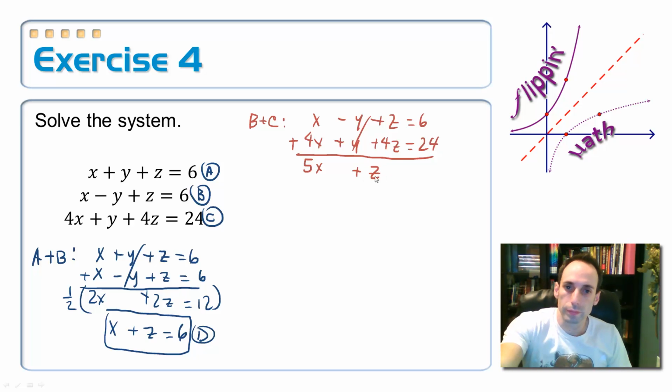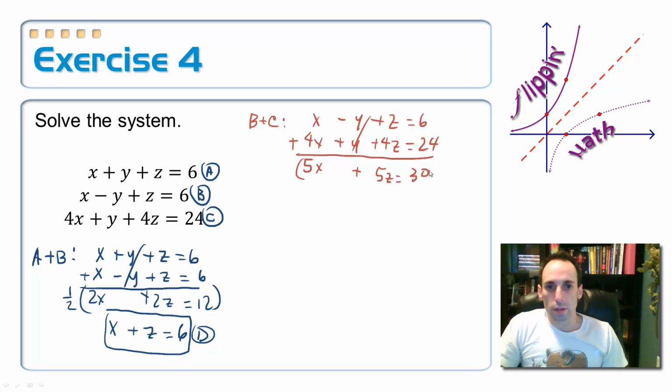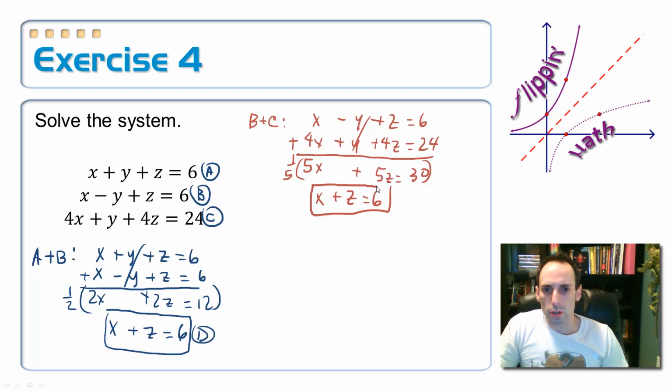I got 5x's and 5z's equal to 30. Let's go ahead and take a fifth of that. There we go. x plus z is equal to 6. Man, that equation looks mighty familiar. Equation E. Wow, equation E and equation D are exactly the same thing.